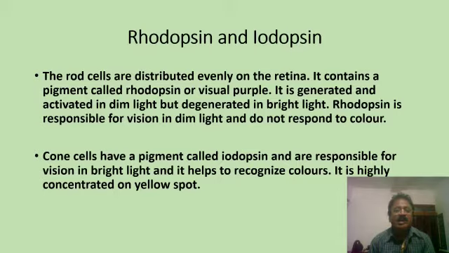Cone cells have a pigment called iodopsin and are responsible for vision in bright light, and it helps to recognize colors. It is highly concentrated on the yellow spot.